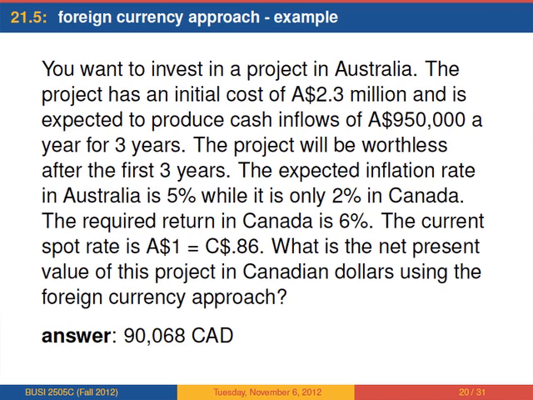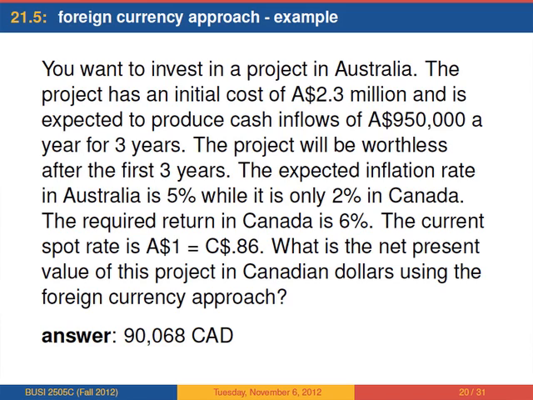So it could be you've got a 3-year license to operate a mine or something like that, and after that it goes back to the government. Or this is just something where you don't have residual value after that. So next, we know our cash flows in the foreign currency. We've got to discount those using an interest rate that's relevant to the Australian dollars. We're not given that. We're given a required return in Canada, and the expected inflation rate in Australia and in Canada.